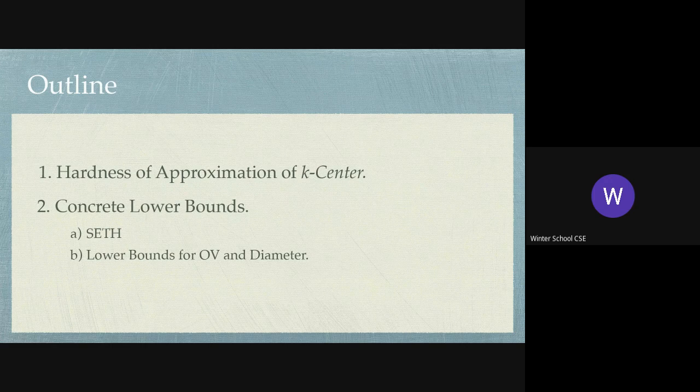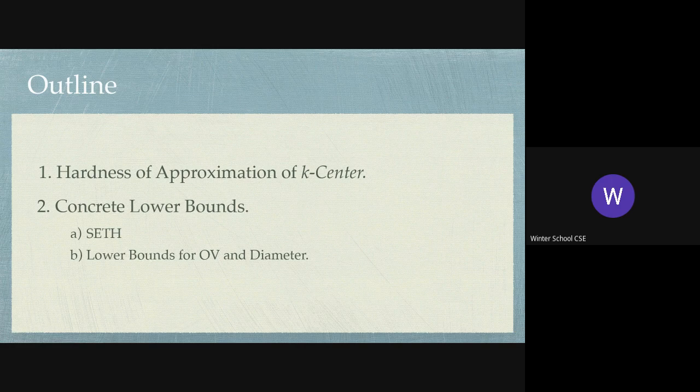Okay, so first we'll see the hardness of approximation of the k-center problem. Like Saket said, we cannot do better than a 2-approximation for the k-center problem if P is not equal to NP. After that we'll see some concrete lower bounds. By concrete lower bounds I mean proving something like some problem is not solvable in, say, order n squared time. So we'll be more concrete. We'll not just say that it is not solvable in polynomial time. We'll be giving some lower bound in P.